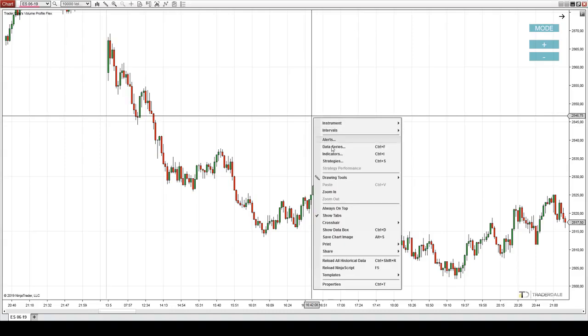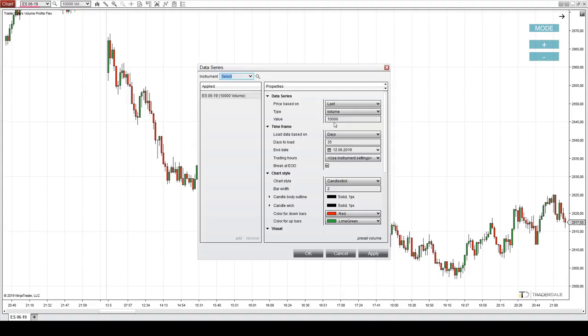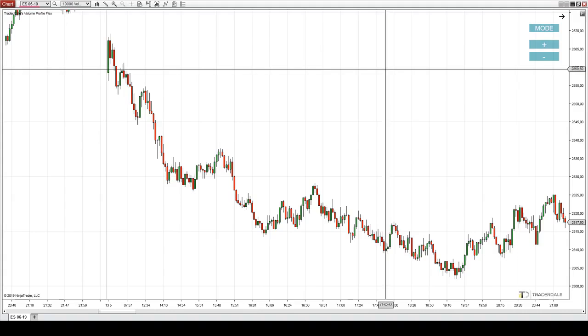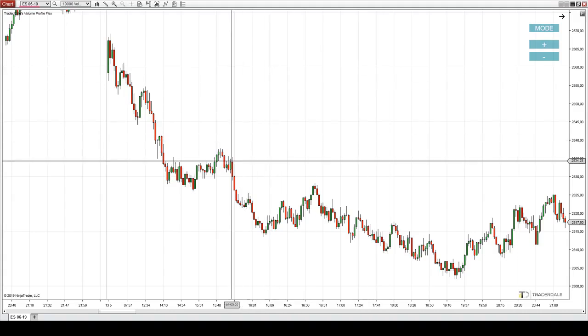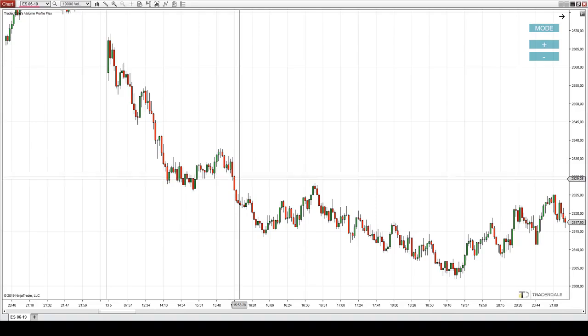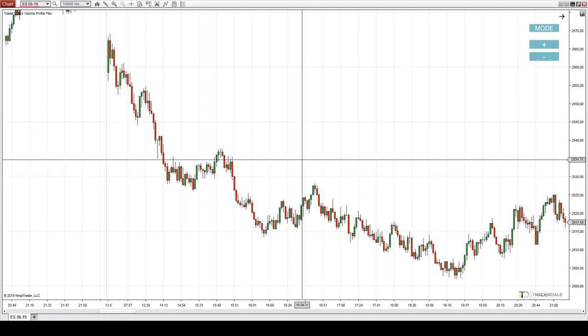And let me show you how I set the volume bars. So we go to data series, and in here I used 10,000, which means that every time 10,000 contracts gets traded, the candle is closed and new candle is opened. All right, so that's the chart.